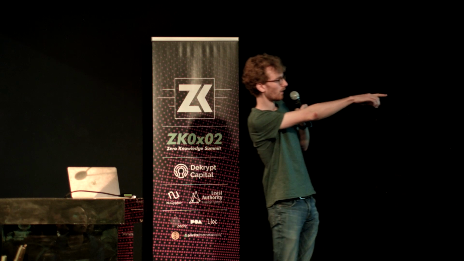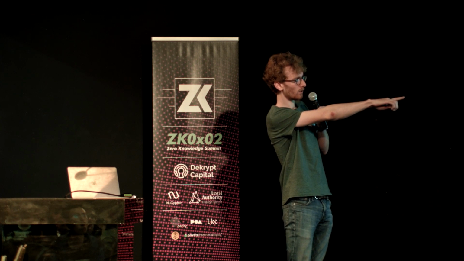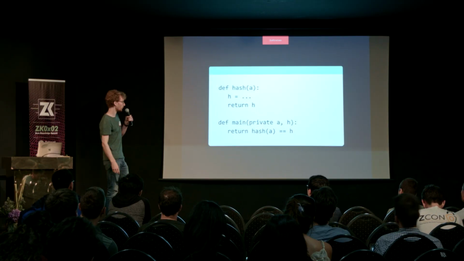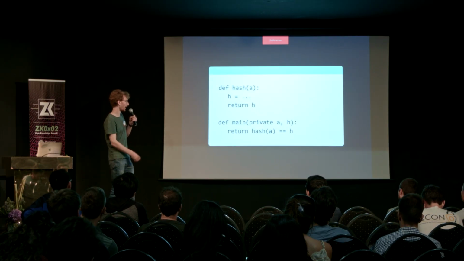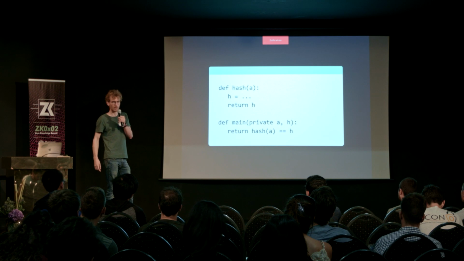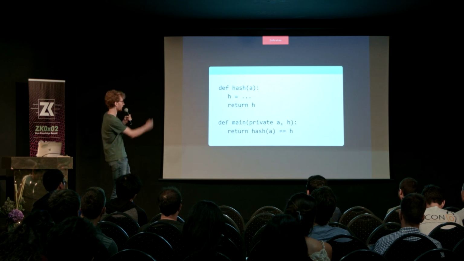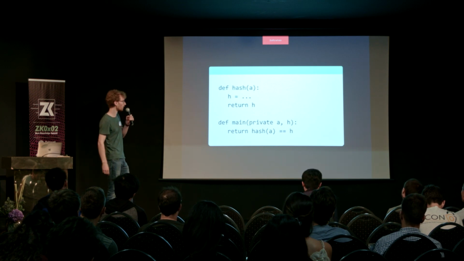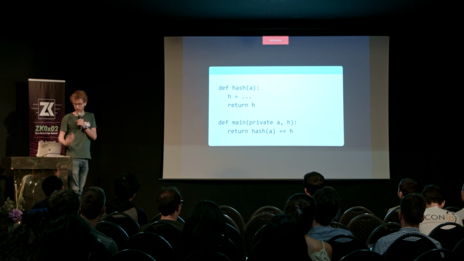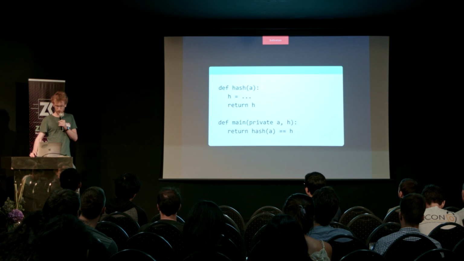And in this case, what we're doing in this program is proving that we know the pre-image of a given hash. So you feed your secret pre-image A, and you feed the public hash H, and then you basically return 1 if the hash of A is equal to the public hash. And then you have some hash function that you can define in ZoKrates as well, and so on. So trying to have this very high-level abstraction for people to build on.